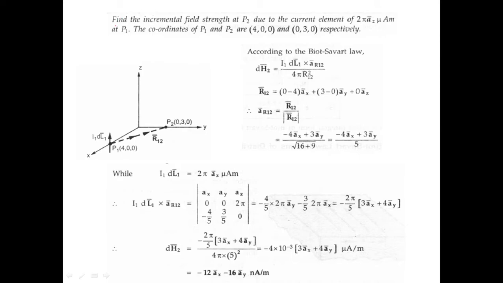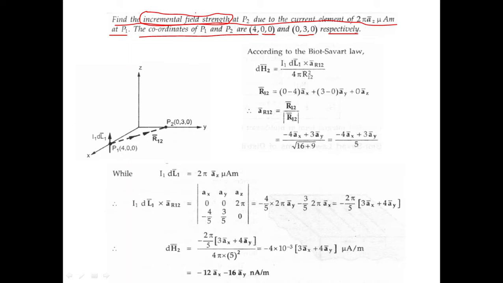So here you have to find the incremental field strength at P2 due to the current element of 2 pi az microampere meter at P1. The coordinates of P1 and P2 are (4,0,0) and (0,3,0) respectively, right? So what do we have to find? We have to find the incremental field strength, that is, we have to find dH, right?